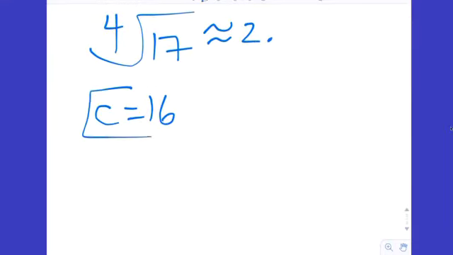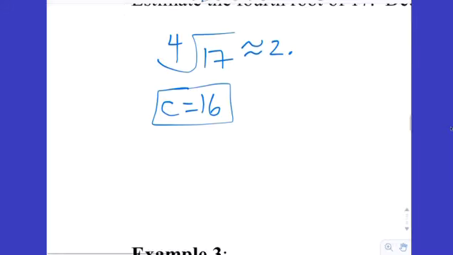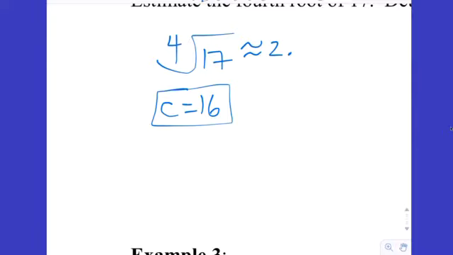All right, in this case, does anyone disagree with choosing 16 as the center? What's the criteria for choosing? It's got to be a perfect 4th root, so that we can compute the 4th root of it, and it's got to be near 17. 16, I think, is the closest perfect 4th power to 17. So let's go ahead and write the equation of the tangent line for the function y equals the 4th root of x at x equals our center, 16.